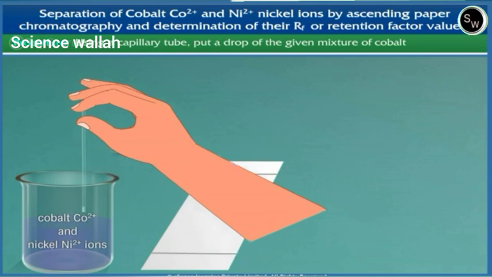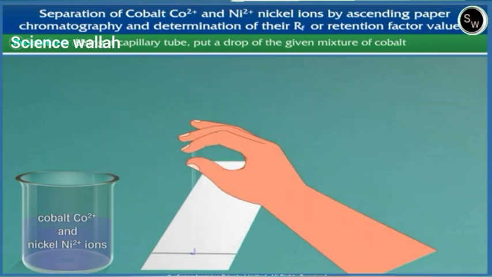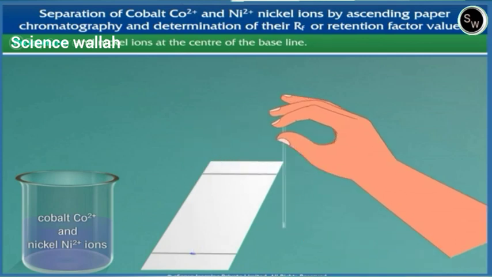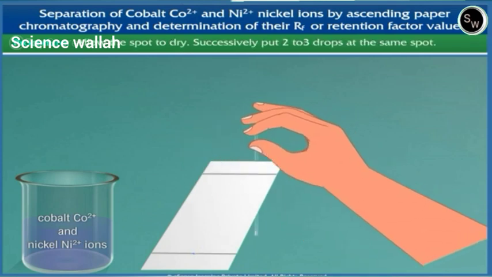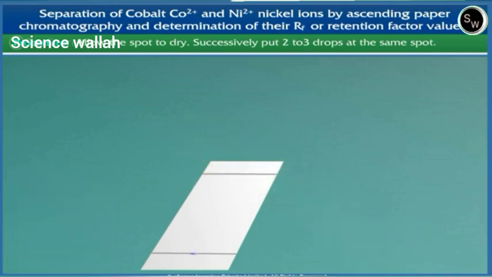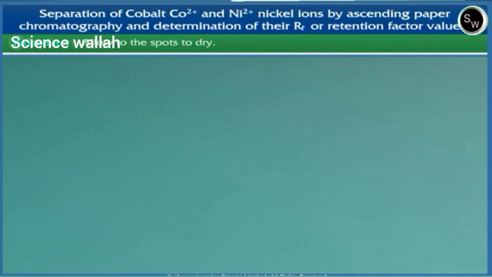Using a capillary tube, put a drop of the given mixture of cobalt and nickel ions at the center of the base line. Allow the spot to dry. Successively put 2 to 3 drops at the same spot. Allow the spots to dry.